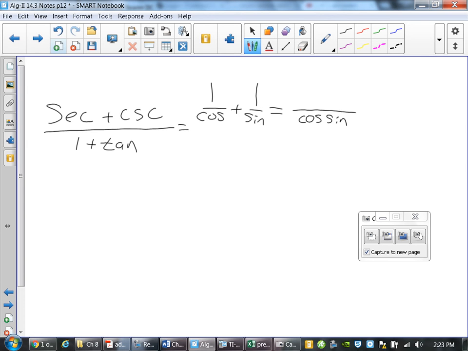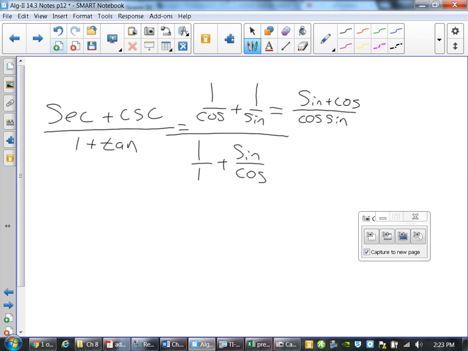Numerator, that will be sine plus cosine. Or yeah, either one. I can't do anything else with it because it's not squared. But I have everything written in terms of sines and cosines. I do the exact same thing with the denominator. Tangent is what over what? Sine over cosine. So I have 1 plus sine over cosine.